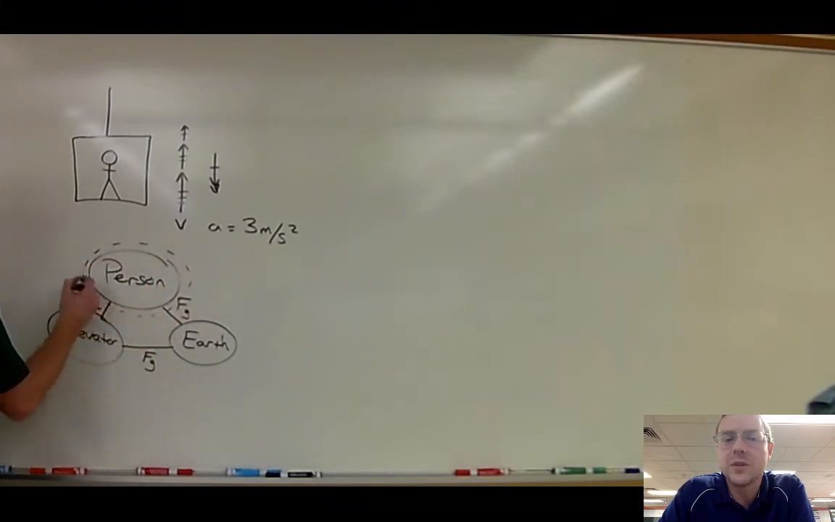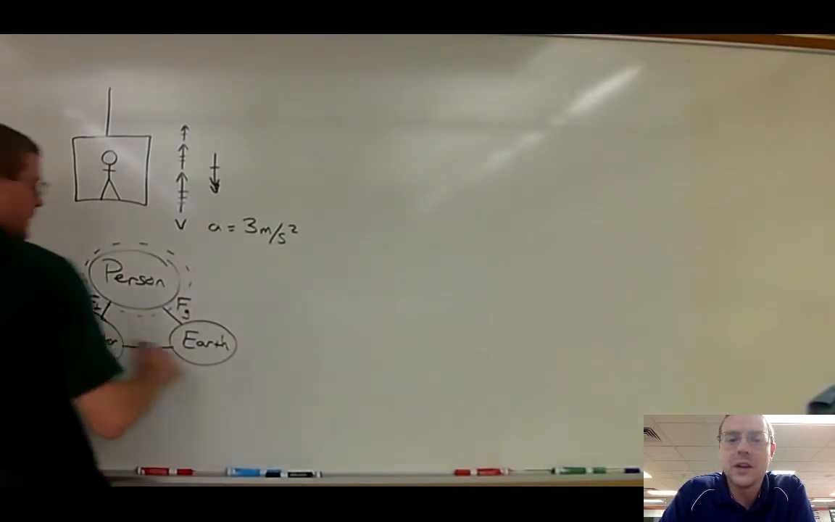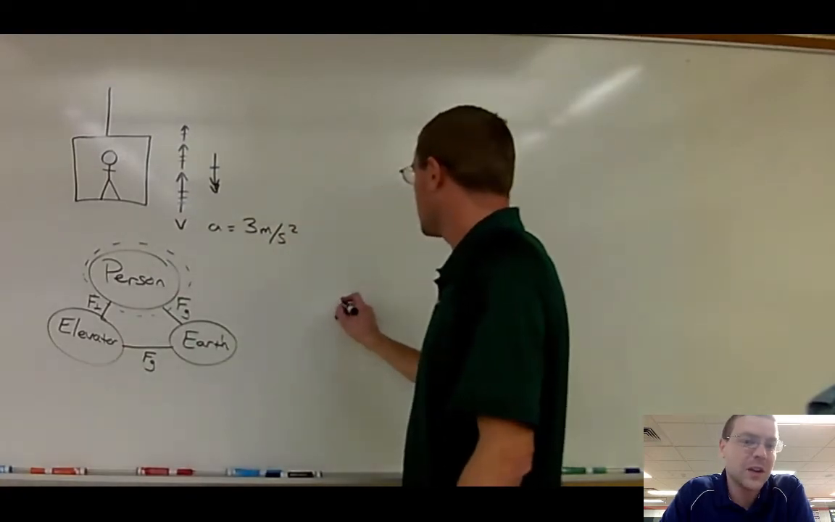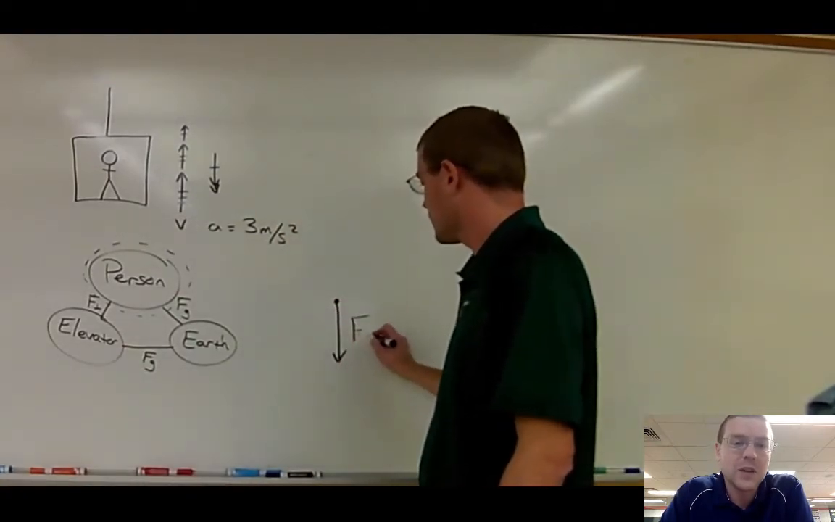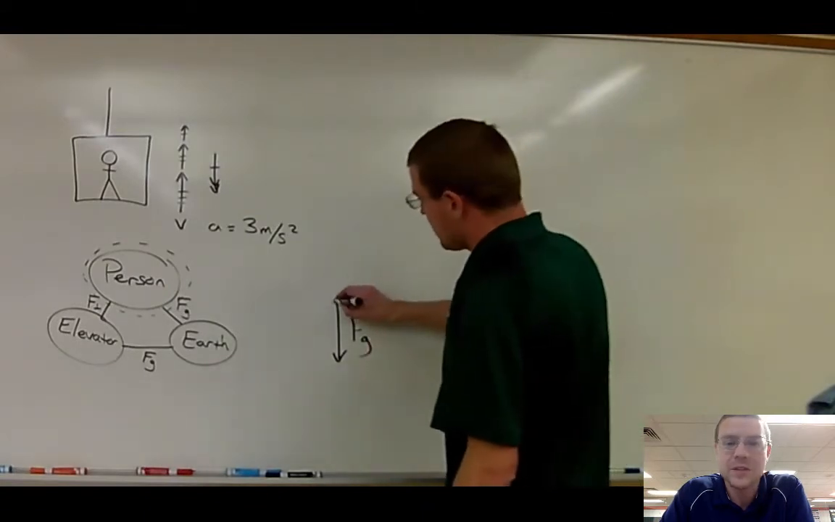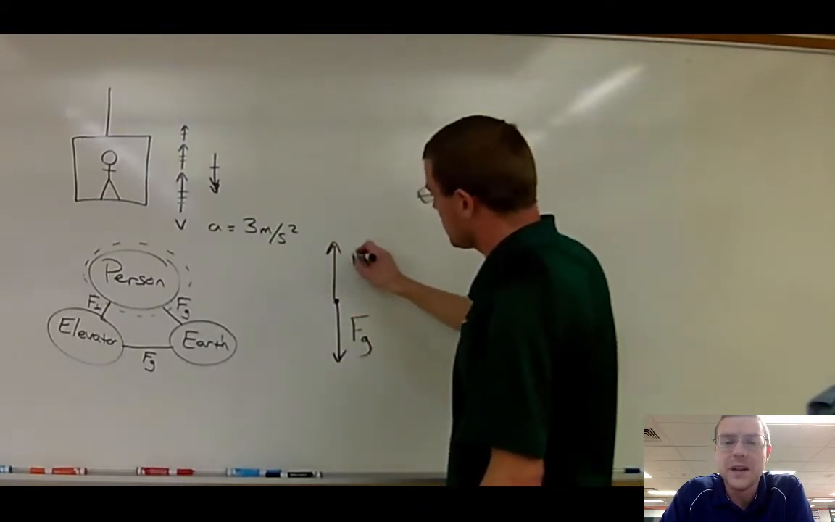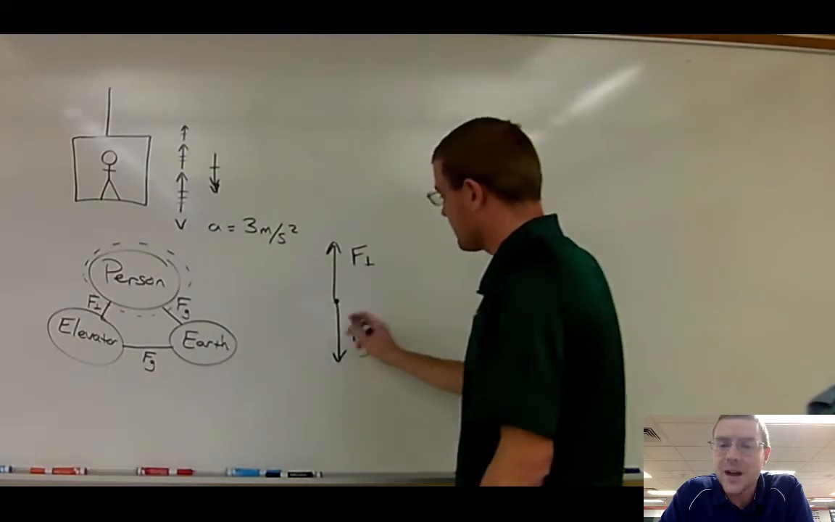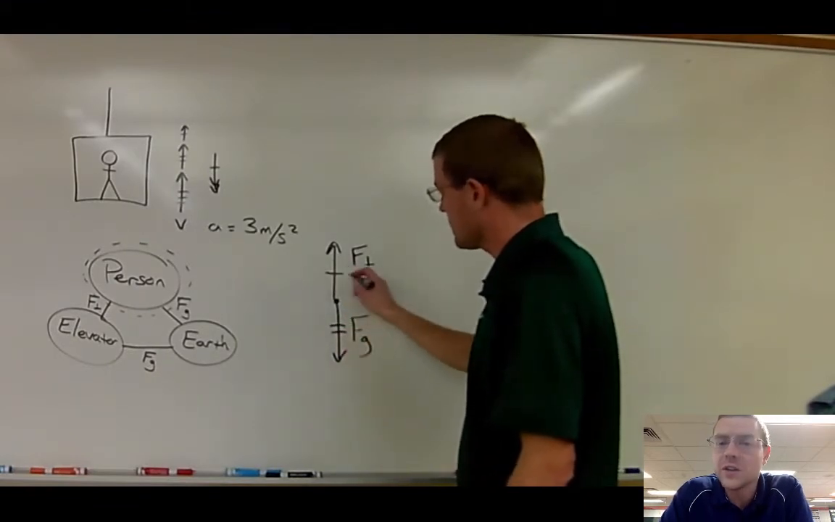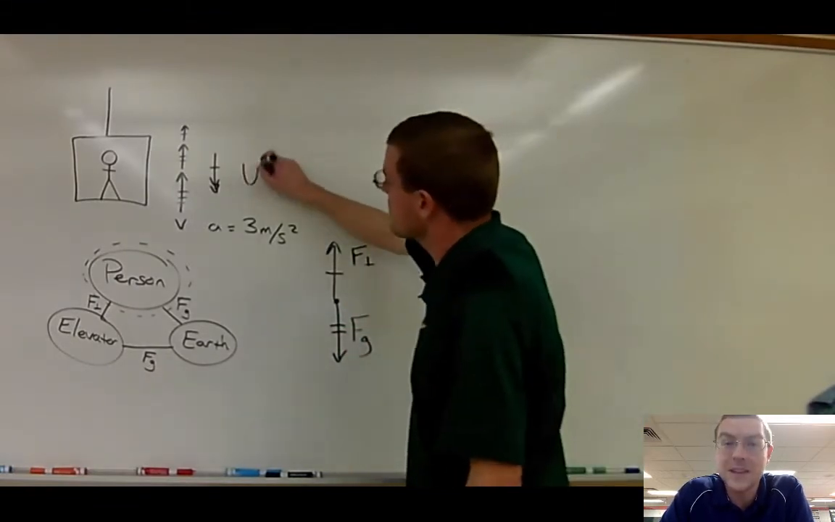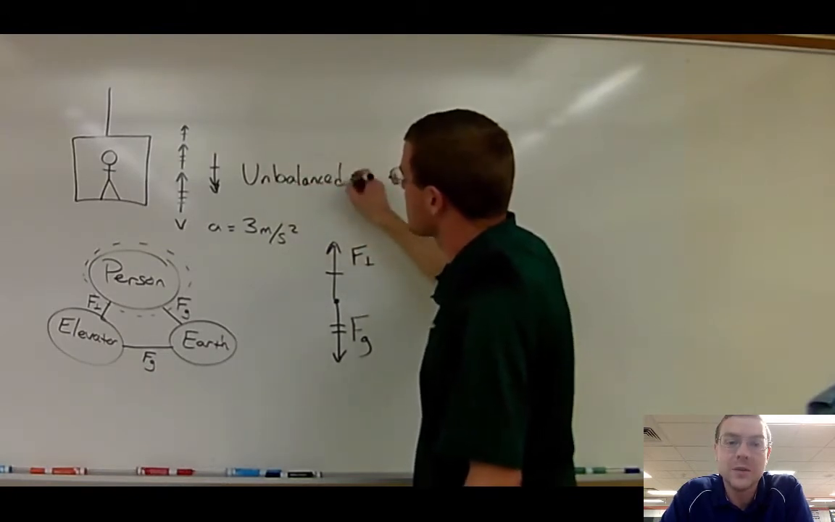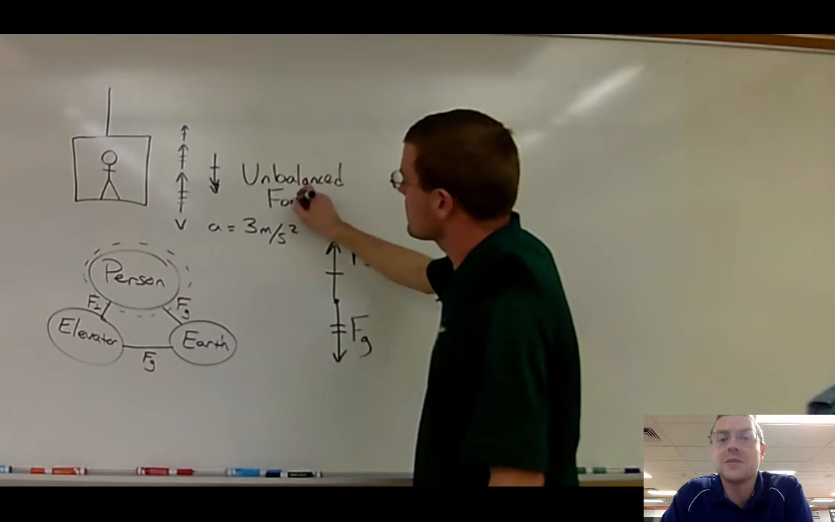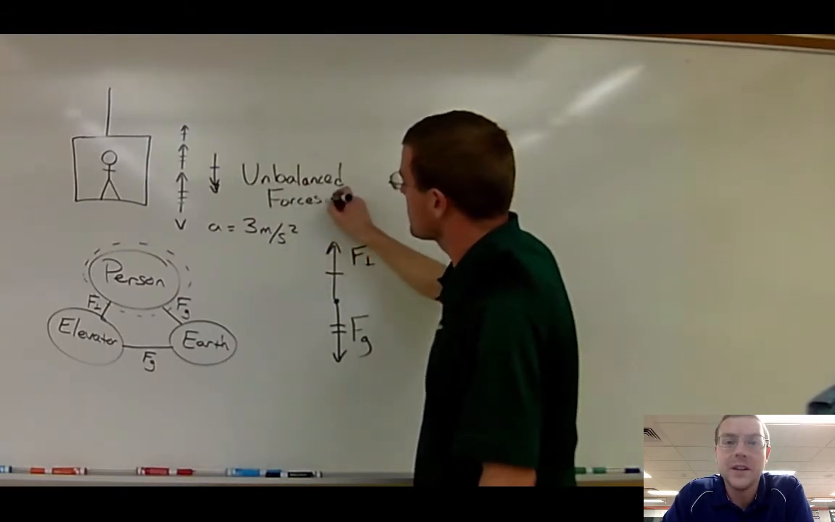So redrawing the person as a dot, we can indicate which direction each of those forces are acting. We've got the force of gravity acting down, and we've got the support force acting up. Again, so you don't fall through the elevator. However, this time, I'm drawing different tick marks on each force because this must be an unbalanced situation. Why does it have to be an unbalanced situation? Because the object is accelerating.